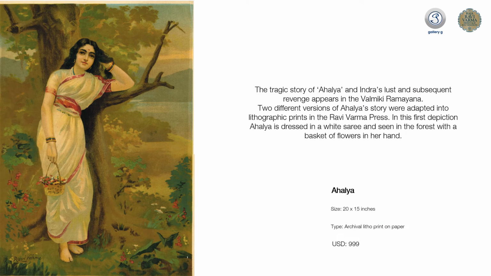Moving to the next lot, this is Ahilya. Ahilya remains one of the most tragic characters in all the epics. But she is also one of the Pancha Kanyas, or one of the five chaste women or five virgins. She is considered a very pious and devout woman and a very chaste character.